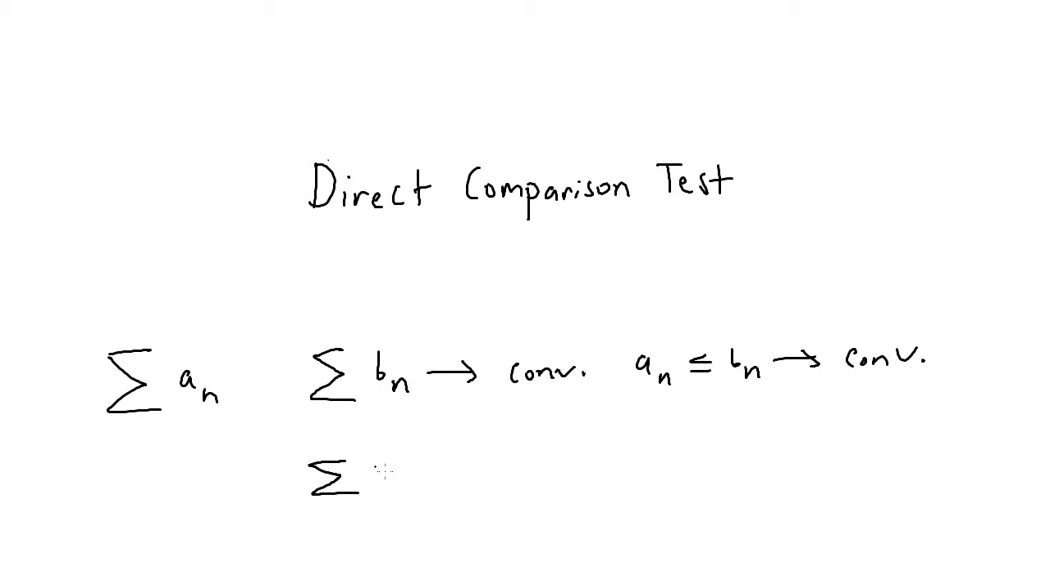Now let's say the series of b sub n is divergent. If a sub n is greater than or equal to b sub n, then the series of a sub n is now also divergent.